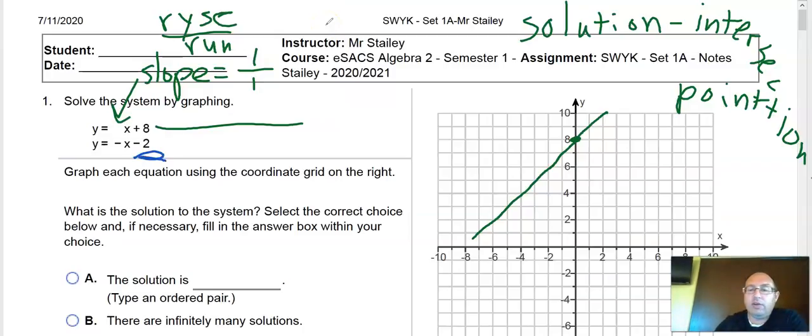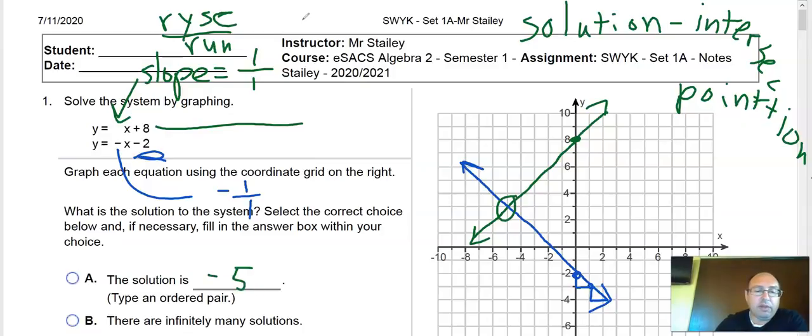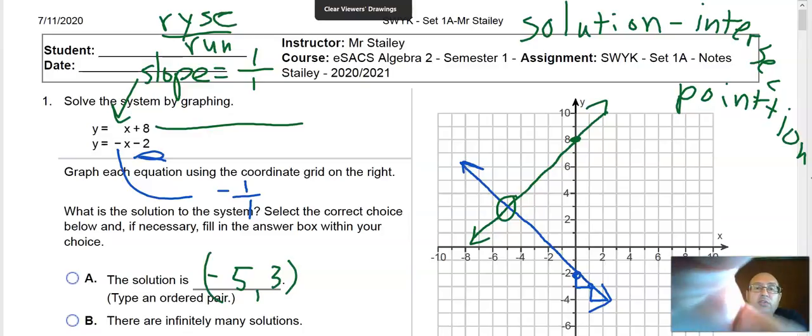Okay, so now I've got a y-intercept of -2. Find that y-intercept. It has a slope of -1. So that is down 1 over 1, down 1 over 1. So it's doing something like this. I should have put some arrows on the green one. There is the intersection point right there at the point -5, 3. So that's the solution to this particular question.